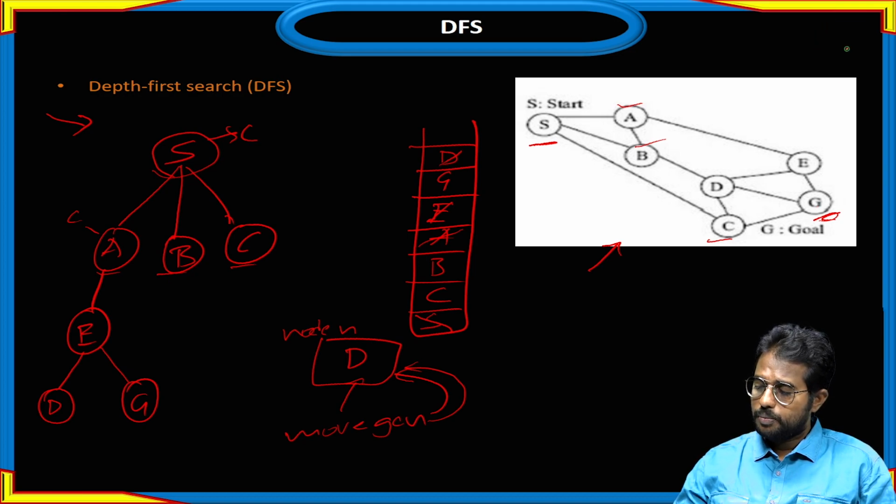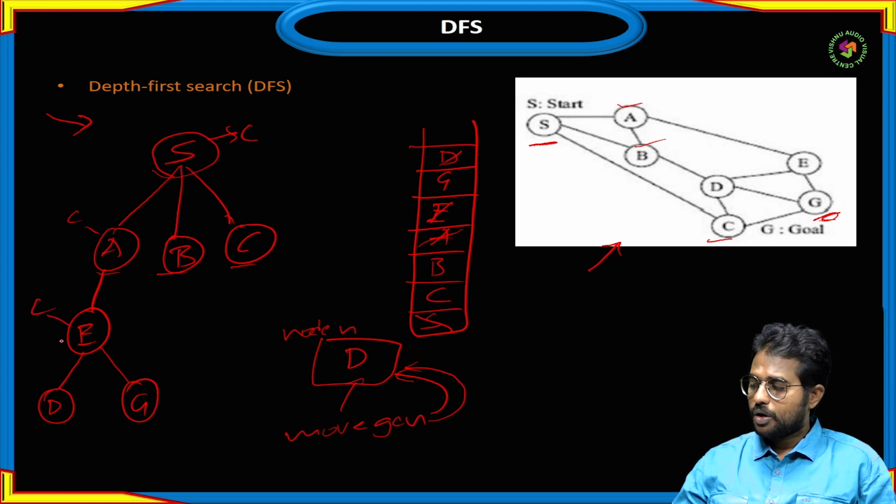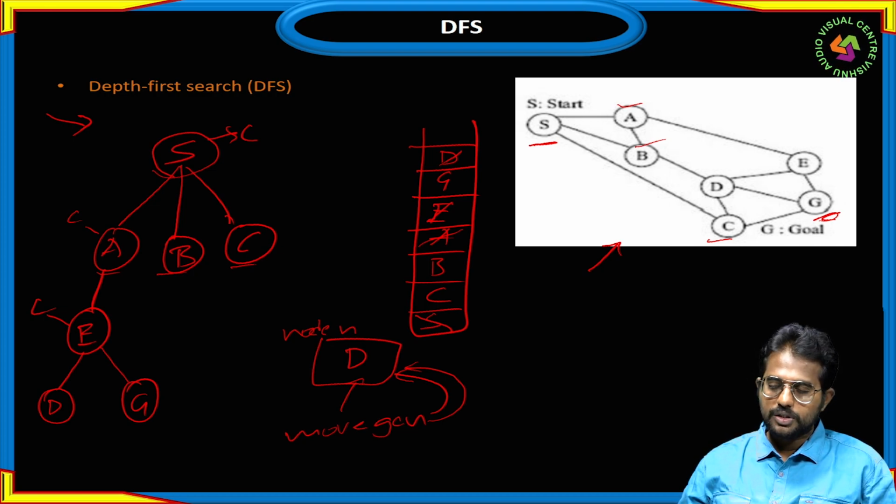E is already in the closed, so it will be ignored, and B is already in open, C is also already in open, and G is also already in open. So all the successors of D are already either in open or in closed. The successors of D are not newly generated nodes, so I will not add any of them to the open, that is the stack.